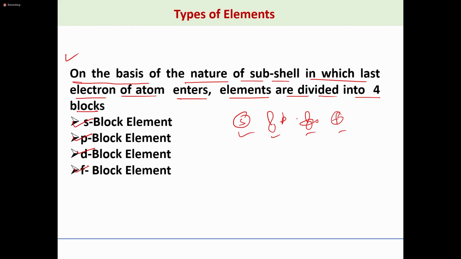So these orbitals are present in an atom, and these orbitals also contain the electrons. So we will find out where this last electron enters, in which orbital this last electron is going. According to that, we have classified the elements into the four block elements: S, P, D, and F.